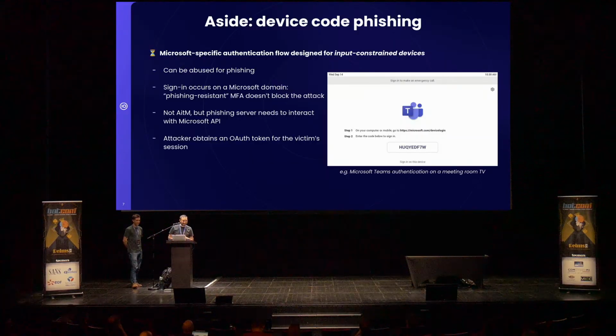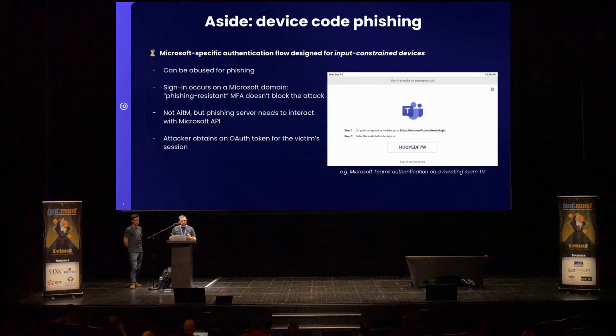Quick aside. The main focus of this talk is adversary-in-the-middle phishing, but we will talk in a few instances of a second technique called device code phishing. It's becoming important in the last few months, so we wanted to include it. It's a Microsoft-specific technique. It works only with Entra ID, which is a Microsoft identity platform. And it's an authentication flow that was designed for input-constrained devices, which are, for instance, imagine a television in a meeting room where you don't have a keyboard and a mouse to enter your password or to perform MFA.